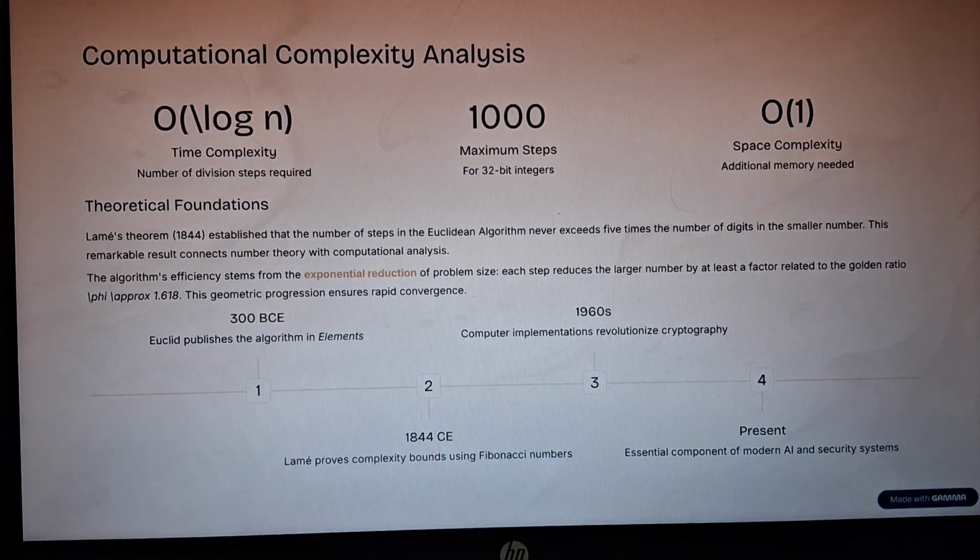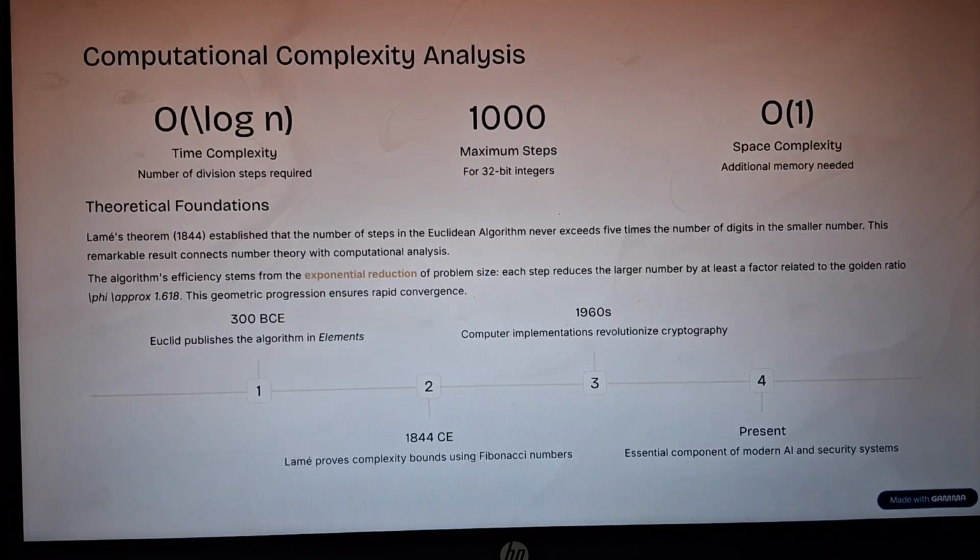This is a computational complexity analysis. You can leave this slide. It's just some of the history and how good this algorithm is.